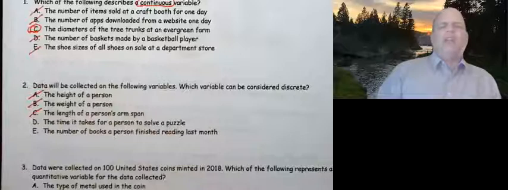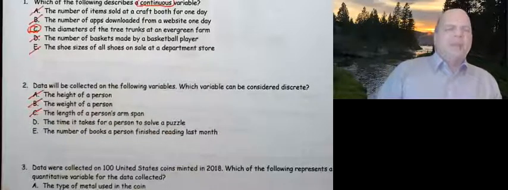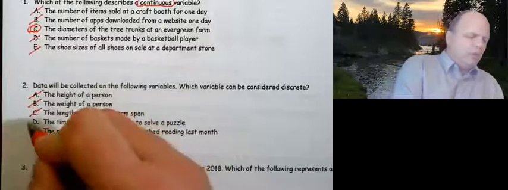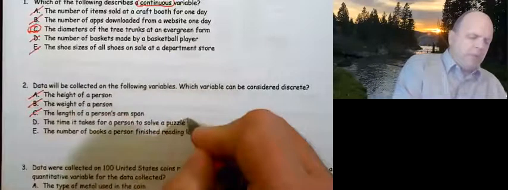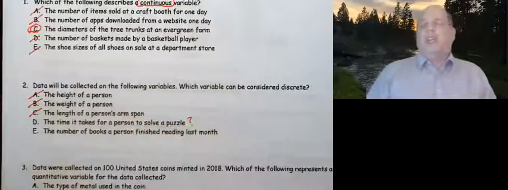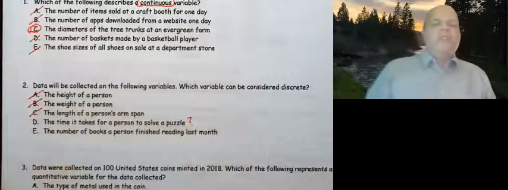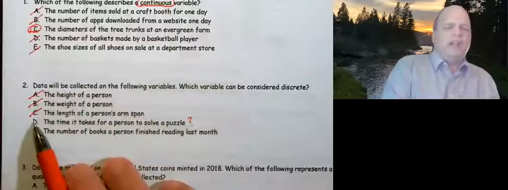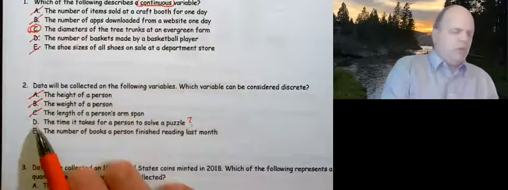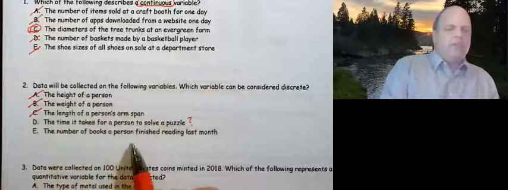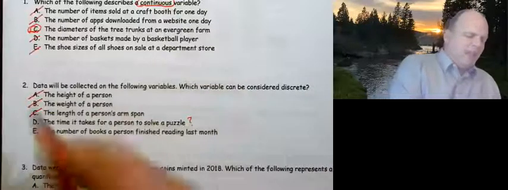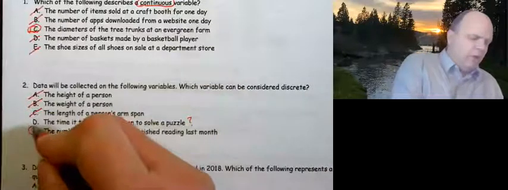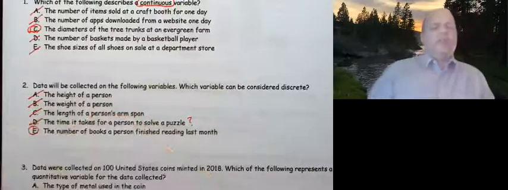The length of the time it takes for a person to solve a puzzle. Time, probably going to be continuous. That's a question mark, but look for the best answer. Because usually you could say how many hundredths of a second. So it's probably not going to be that. That's probably going to fall into the category of continuous. And the number of books a person finished reading. That's probably a good whole number, which would make this our best answer for discrete.